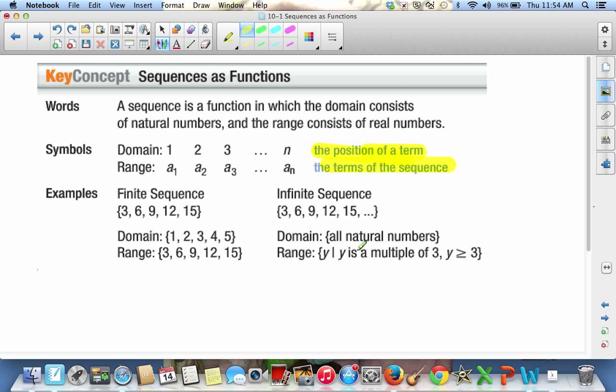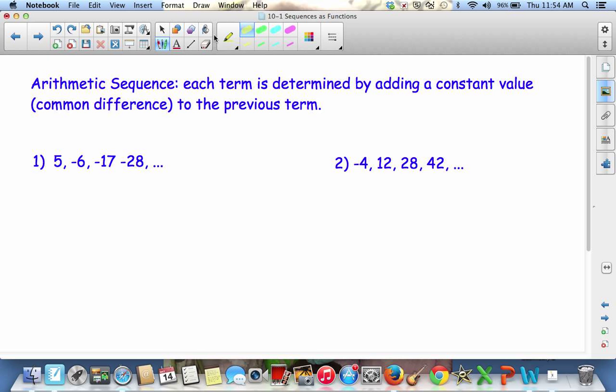A domain will be natural numbers, so that's your counting numbers. And your range then will be whatever is the sequence, the terms in the sequence. So an arithmetic sequence, each term is determined by adding a constant value, aka the common difference, to the previous term.